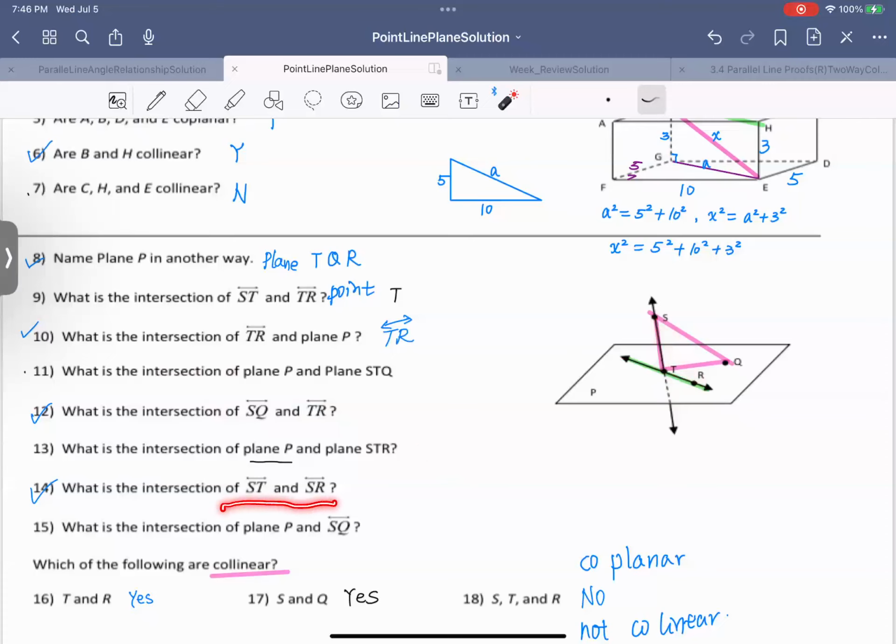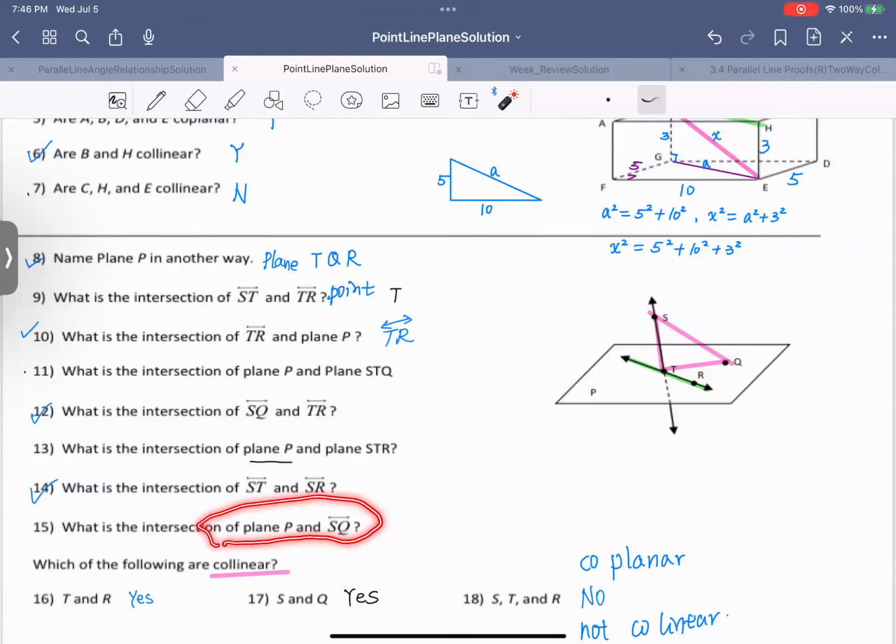What is the intersection of ST and SR? No. No. ST, the line start with S. The line start with S also. So it's S, point S. ST, SR crossed at S. Make sense? Yeah. Good. Next one more, please.